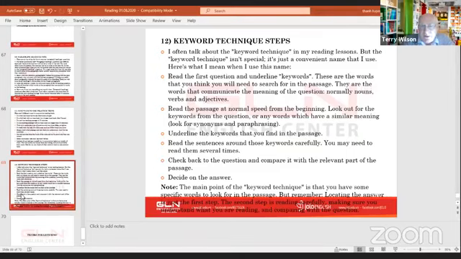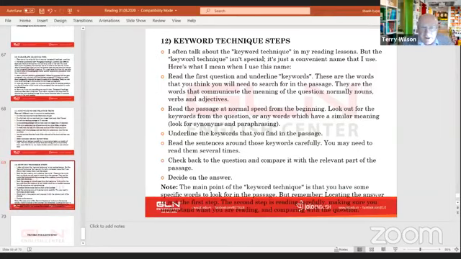Read the passage at normal speed from the beginning. Look out for the keywords from the question or any words which have a similar meaning. So look for synonyms and paraphrasing. Underline the keywords you find in the passage. Read the sentences around these keywords carefully. Check back to the question, compare it with the relevant part of the passage, then decide on the answer.